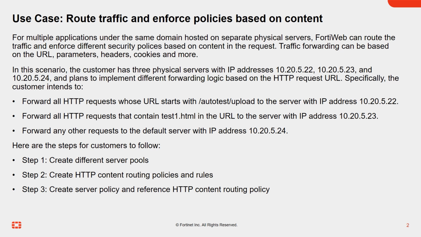For example, based on the request method. If it's a POST request, forward to server A. If it's a GET request, forward to server B. Traffic forwarding can be configured according to the URL, parameters, headers, cookies, method, and more. In this scenario, the customer has 3 physical servers and plans to implement distinct forwarding rules based on the HTTP request URL.